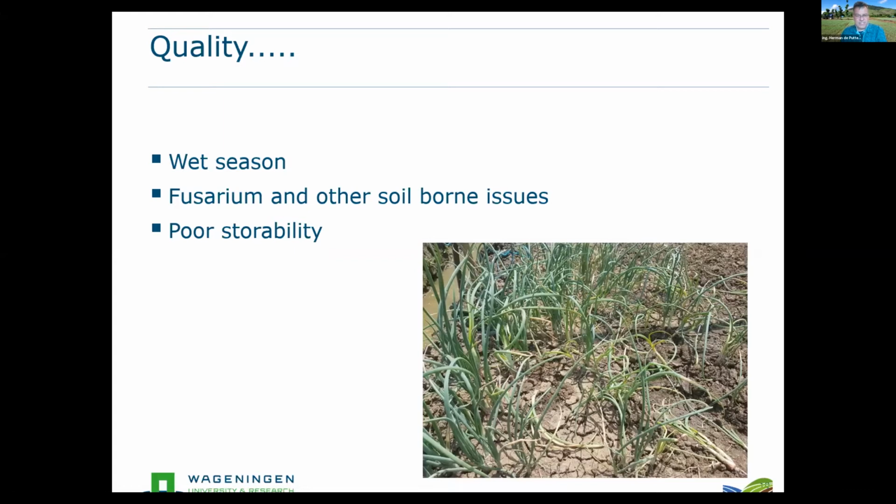Unfortunately, the bulbs that we raised at Indramayu, like I said, were grown during the wet season, so the rain was really hampering the quality. There was a lot of fusarium and other soil-borne issues, so we could harvest bulbs, but those bulbs were really infested by all those issues, so the storability was low, so we could not store the mini bulbs to be used in the experiments later.